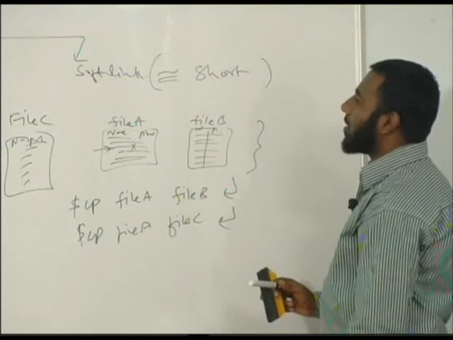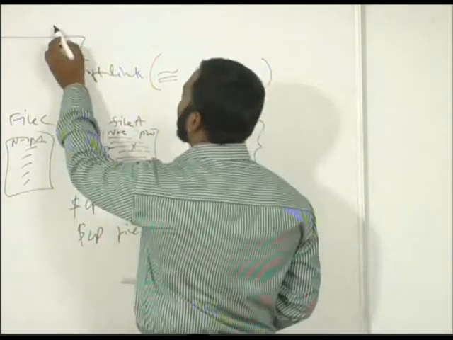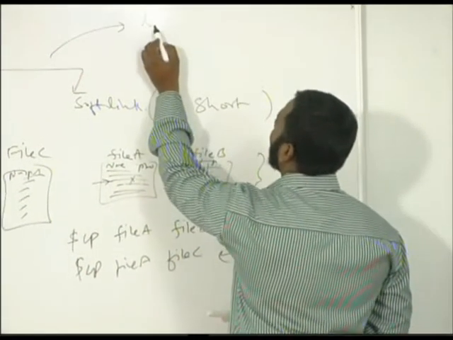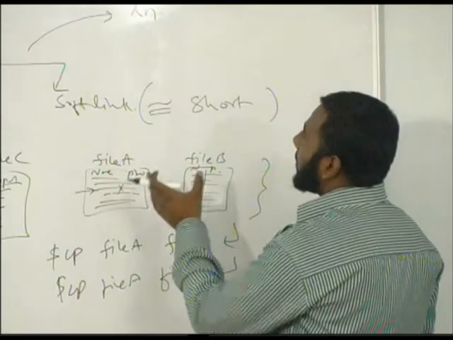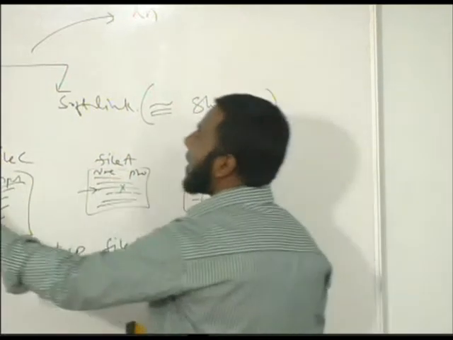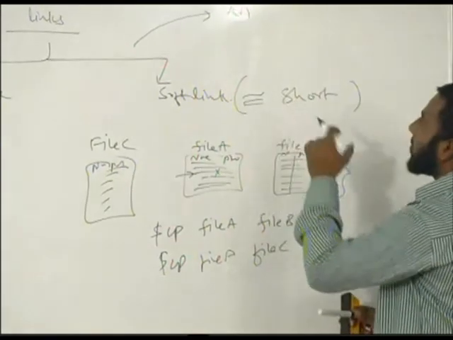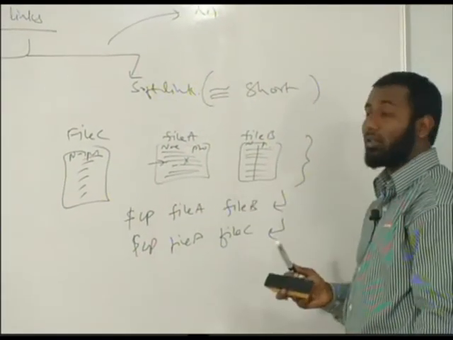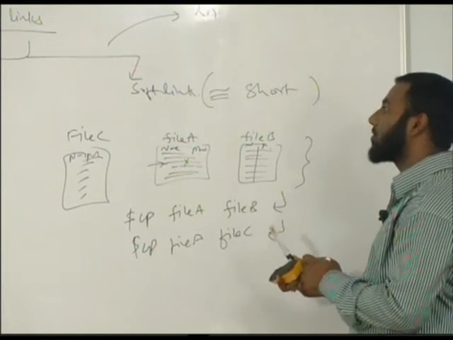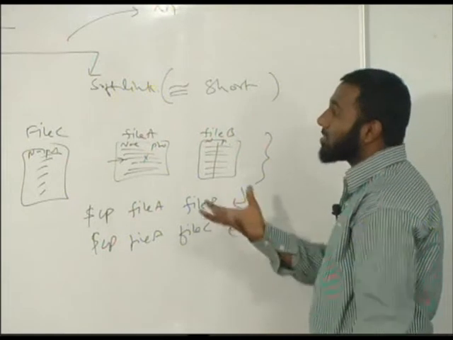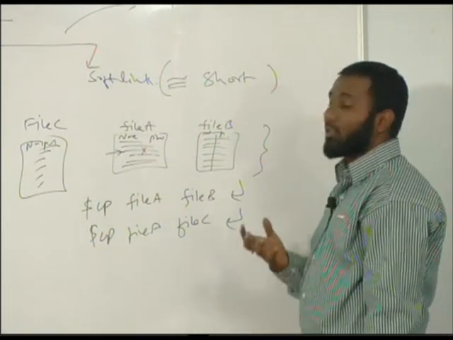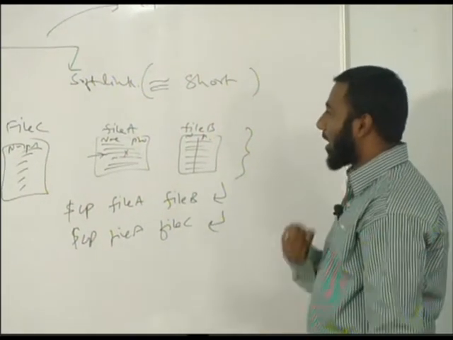Now how do you create a link? Both the hard link and the soft link can be created with the help of a command called ln. By default, if you don't use any arguments, it creates a hard link. With some option, it will create a soft link. We'll understand the difference between these. First let's know what we mean by a link. And this link information will be stored in your directory, your inode table.